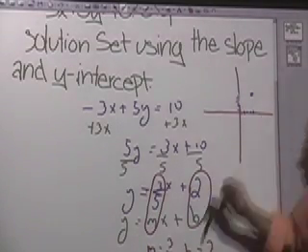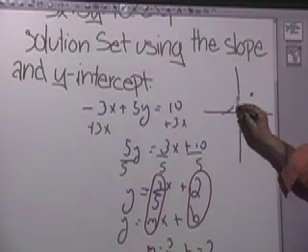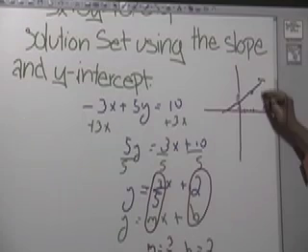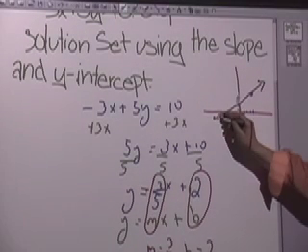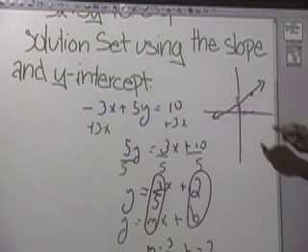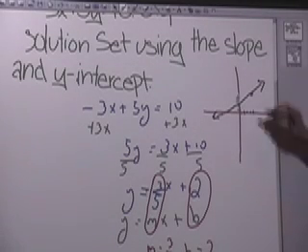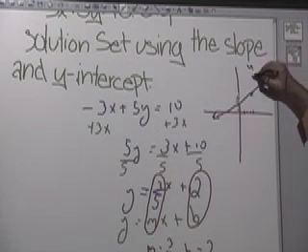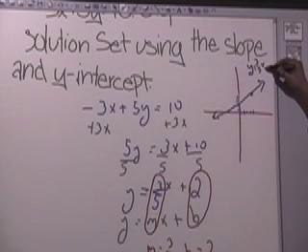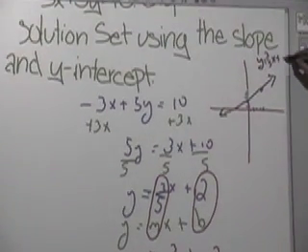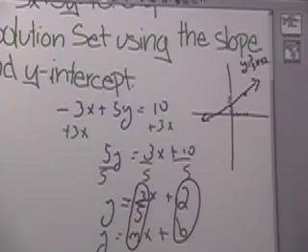Probably a different color. There's our line, a little wobbly, but not bad nevertheless. And we have to always label our lines, right? So we're going to label that y equals 3/5 x plus 2. And we're pretty much done.